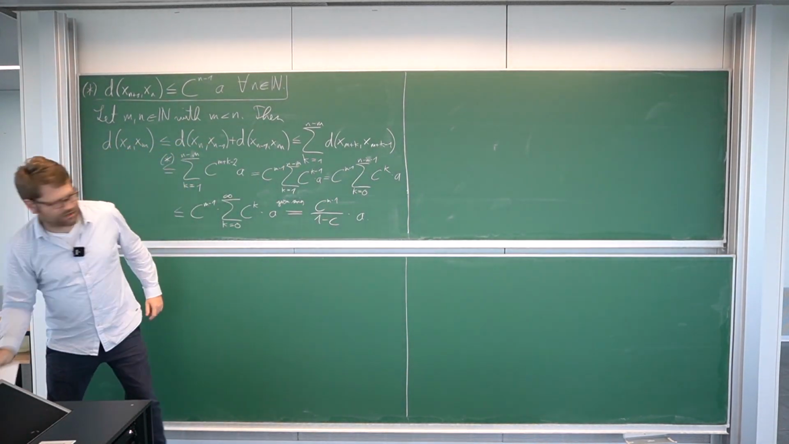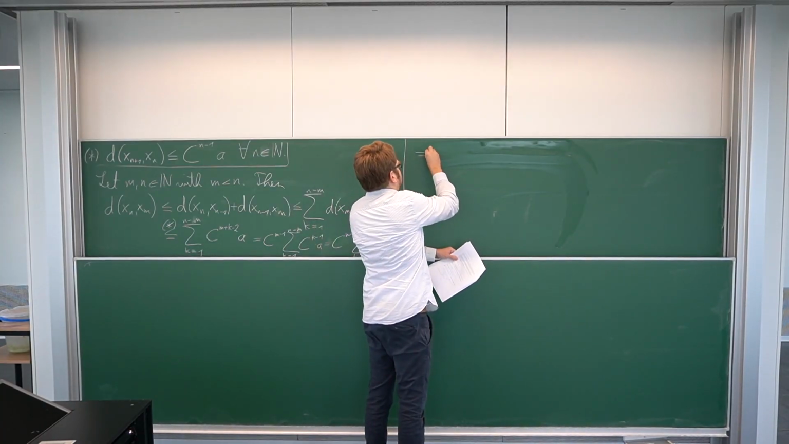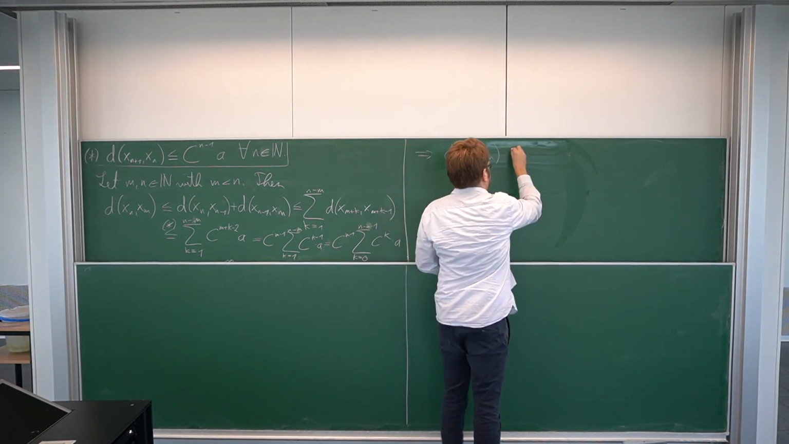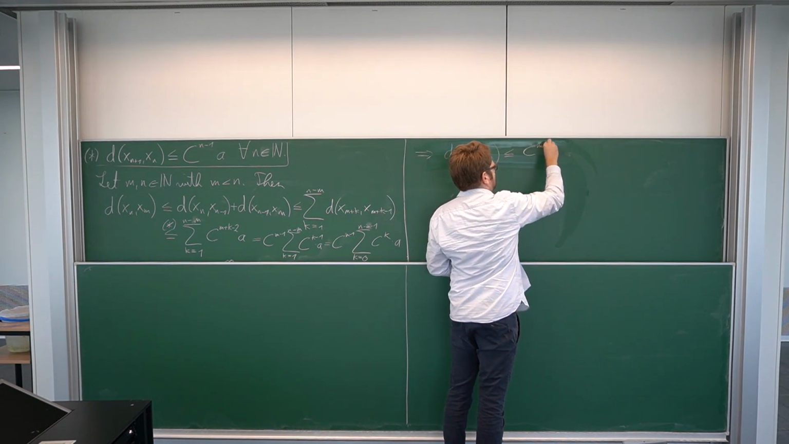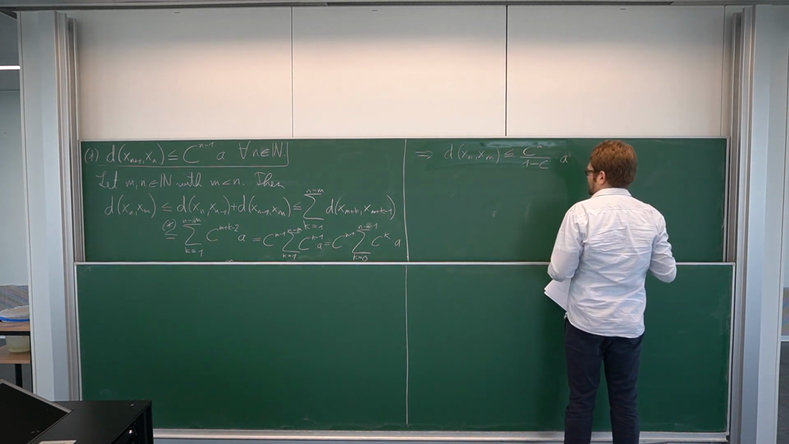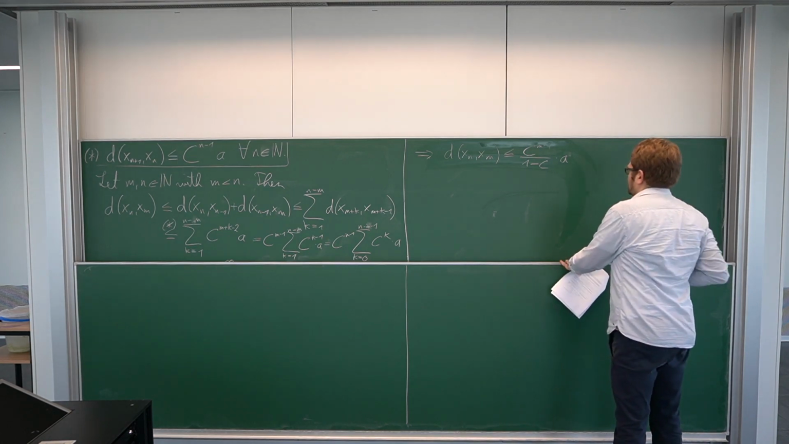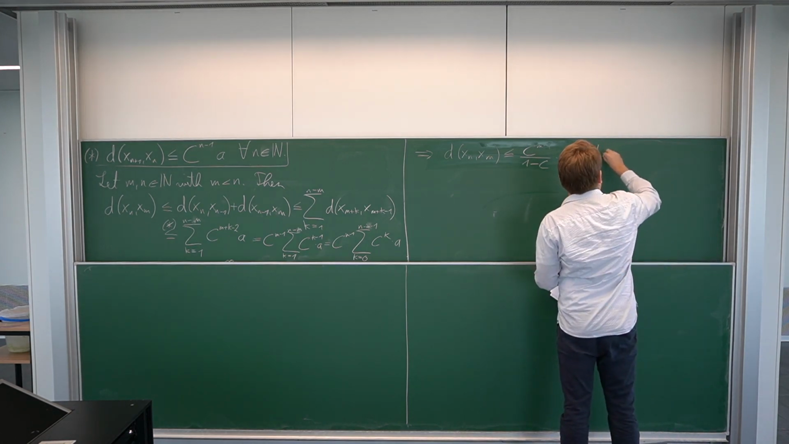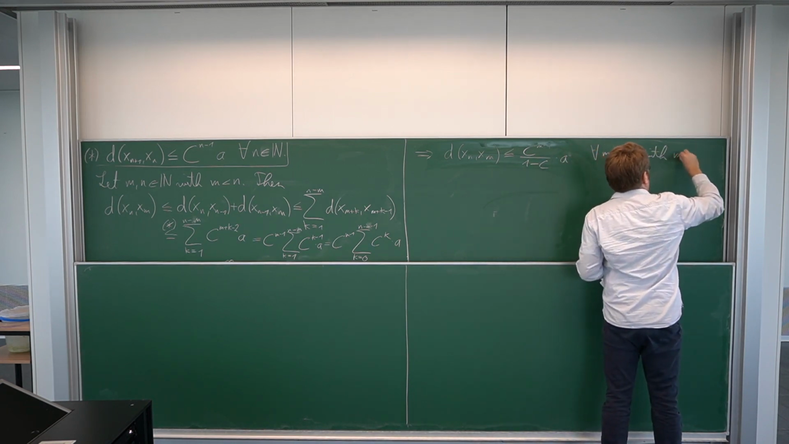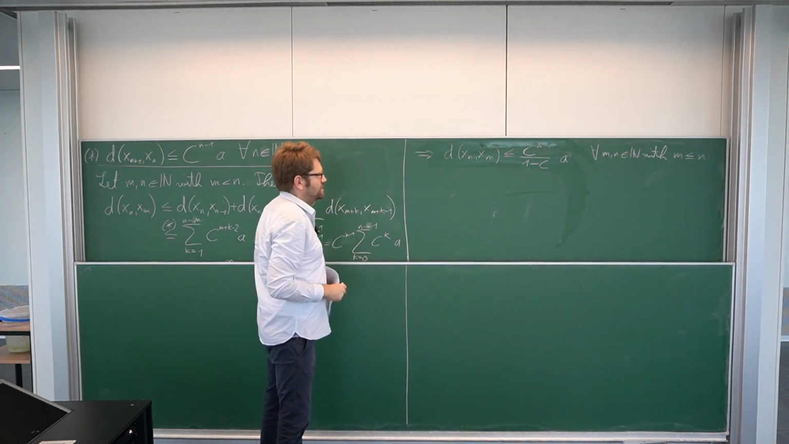Okay, let me summarize what we've shown. Sorry, I was a bit hasty. We've shown that d(x_n, x_m) is smaller than or equal to c to the m minus 1 divided by 1 minus c times a. A was this fixed number, the distance of the first two elements, which is not really relevant for how big this is. This inequality holds for all m, n in N with m smaller than or equal to n. Okay, now this is what we got.